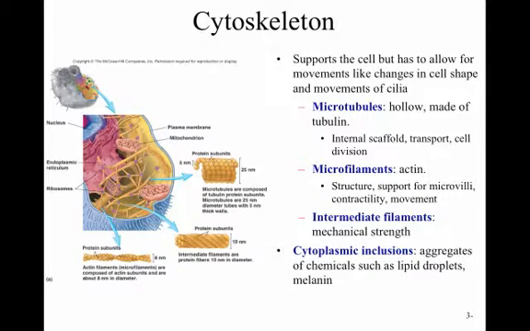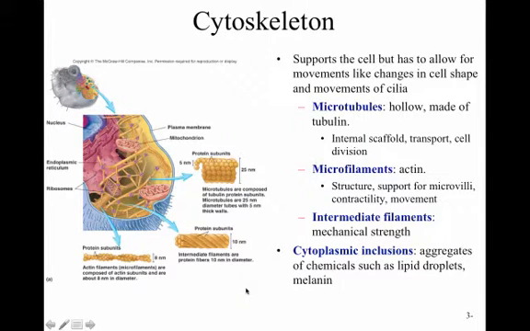Then microfilaments are made up of actin, and the microfilaments, so here's the microtubule right here. And then the microfilaments are right here. And they're a lot smaller. It looks kind of like, and we'll look at actin when we get to muscles, but it's kind of like a pearl necklace that's twisted upon itself. Its function is for structure, support of microvilli, contractility, and movement. And then the intermediate filaments look kind of like cables. They're long strands twisted, and they're for mechanical strength.